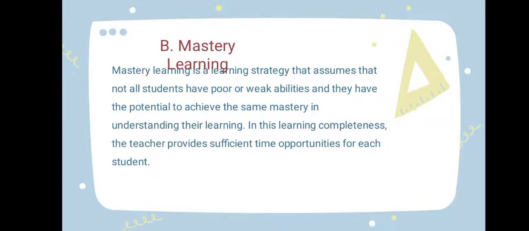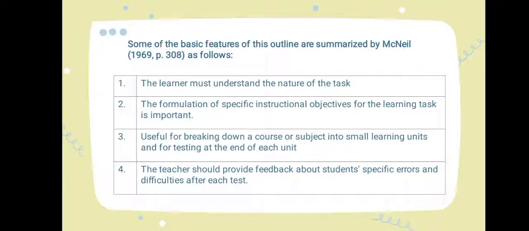Quote from a journal based on the opinion of Bloom, then sketch an outline for the mastery learning strategy. Some of the basic features of this outline are summarized by McNeil, 1969, page 308, as follows. The learner must understand the nature of the task he must learn and the procedures he must follow in studying it. The formulation of specific instructional objectives for the learning task is important, useful for breaking down a course or subject into small learning units and for testing at the end of each unit.